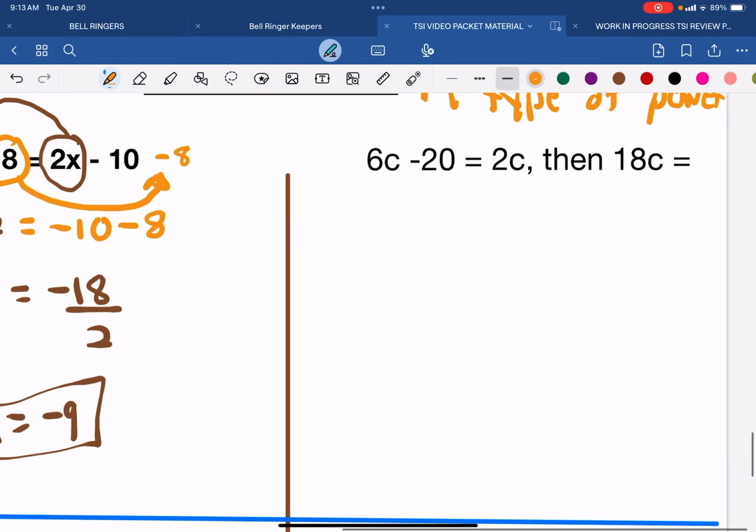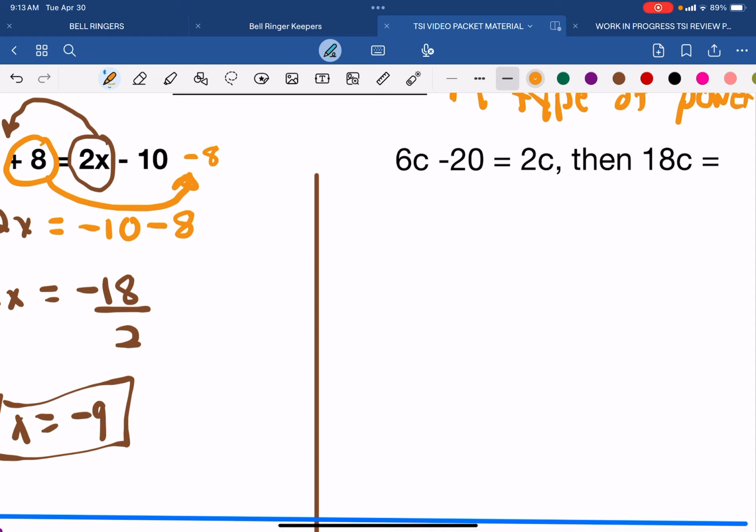Now, this type of question has been tripping people all day. And it's basically this part. I don't know what to do there, Mr. Bandu. Okay, don't worry about that part. Let's figure out what C is first. So, we're going to solve for C.